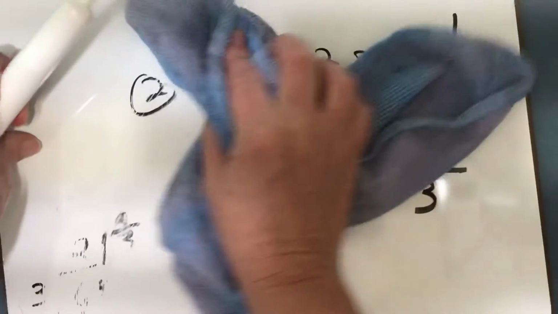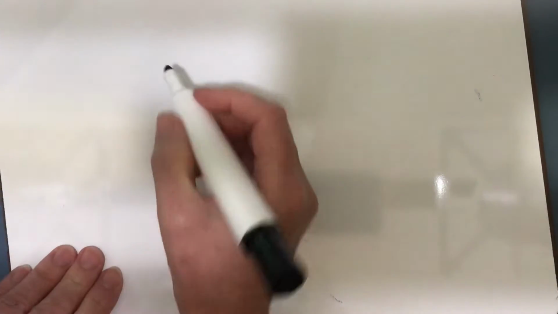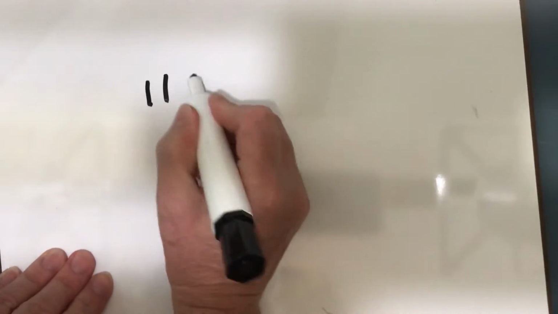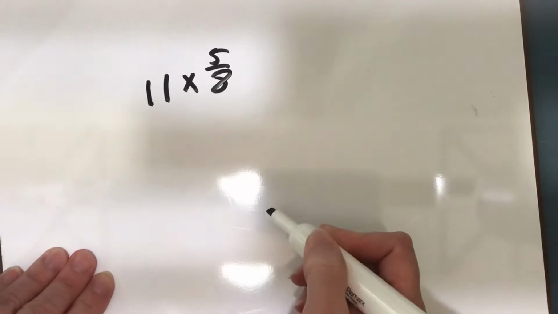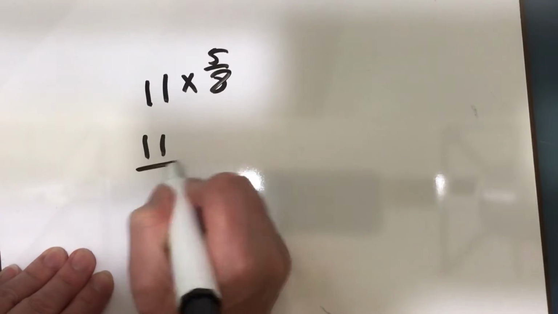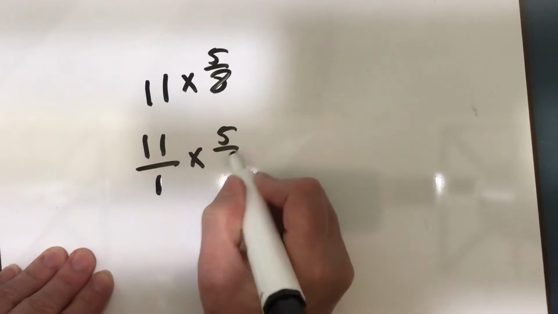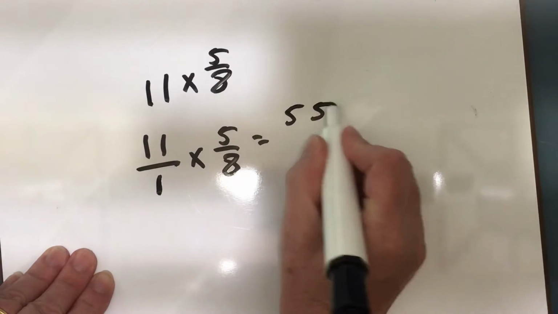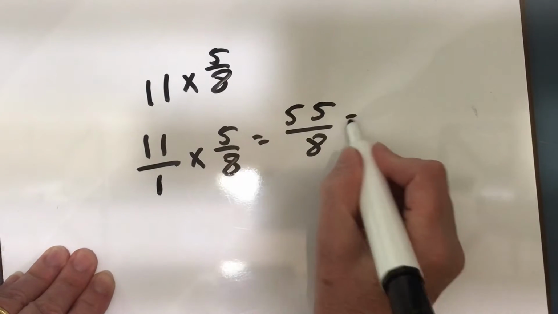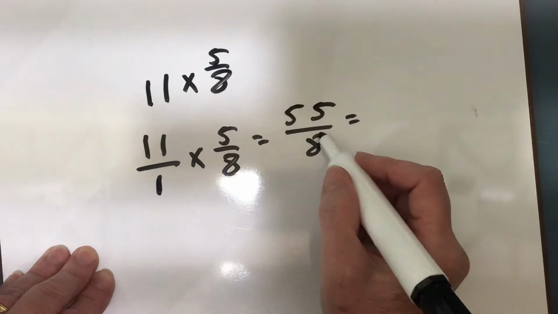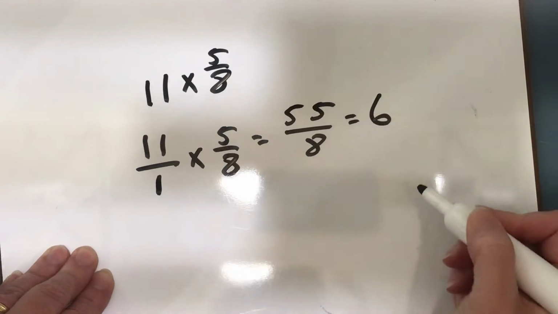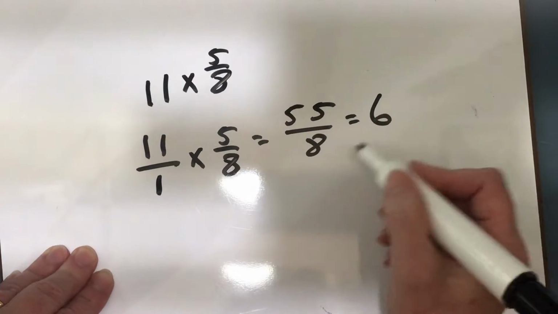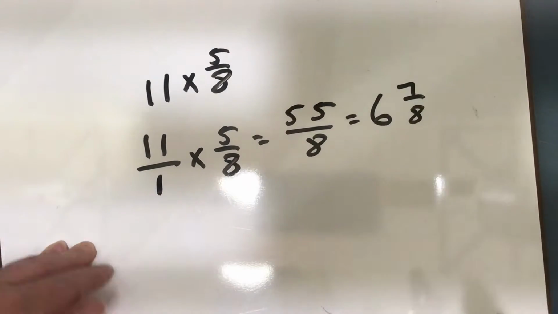Okay, let's do another one. Let me look at number 7. It says 11 times 5/8. And this is on 191. So I'm going to rewrite 11 as a fraction. 11 over 1 times 5/8. Multiply my numerators. 11 times 5 equals 55. 1 times 8 equals 8. Then I need to divide. 8 goes into 55 6 times because 6 times 8 is 48. Then I have 7 left over, so 6 7/8.